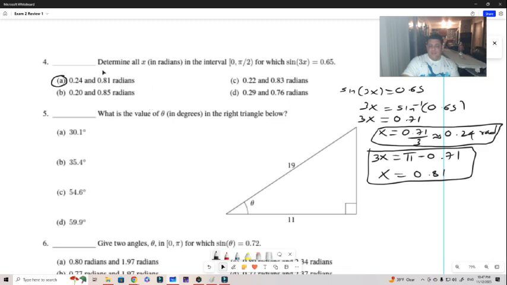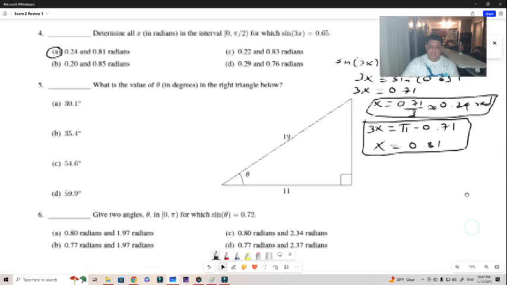Some of the things here is that you already know you're going to have two solutions, so you're looking for it. Another way of checking which one is your solution is you can plug in some values. You can plug in radians 0.24 in here, verify if it gives you 0.65, and then plug in 0.81 and verify that it gives you 0.65. That's another way of achieving the same result.